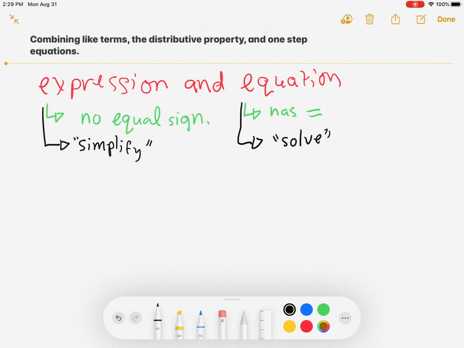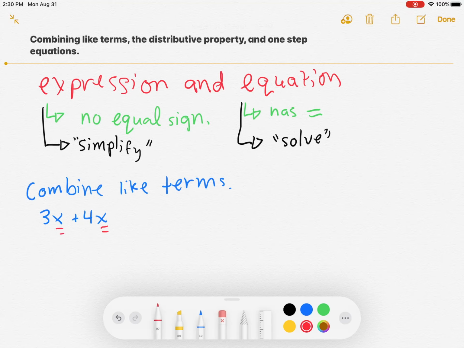Let's start with expressions. The easiest way to simplify an expression is to combine like terms. For example, 3x plus 4x. We notice that both of these have x's. So 3x plus 4x, we can simply just add the coefficients, which is the number in front, and get 7x.